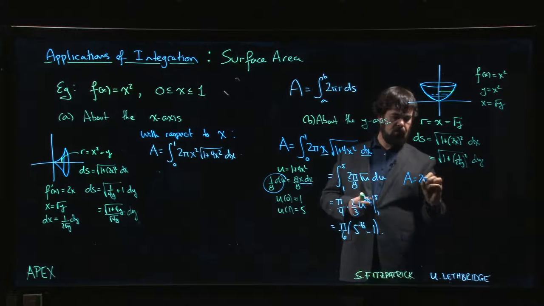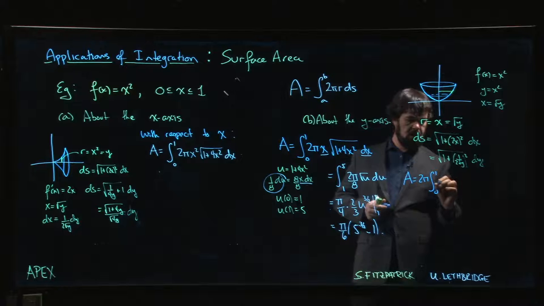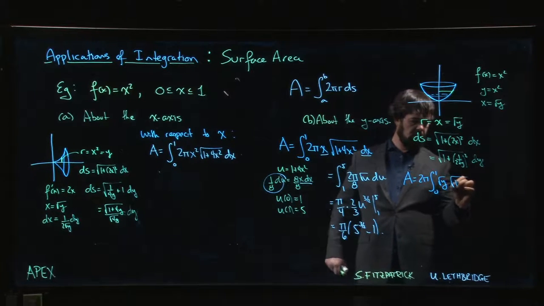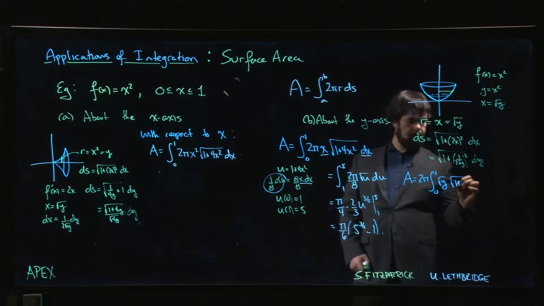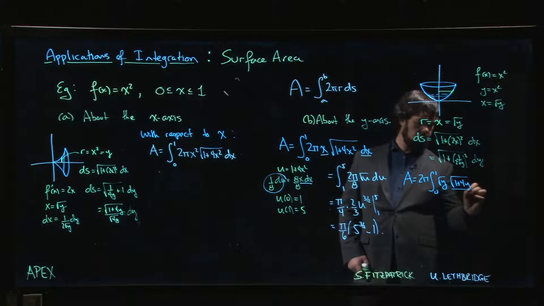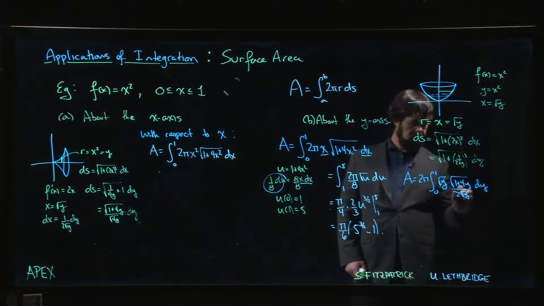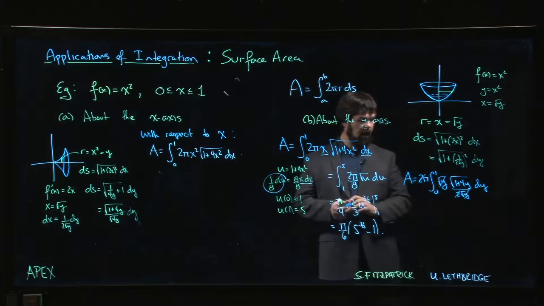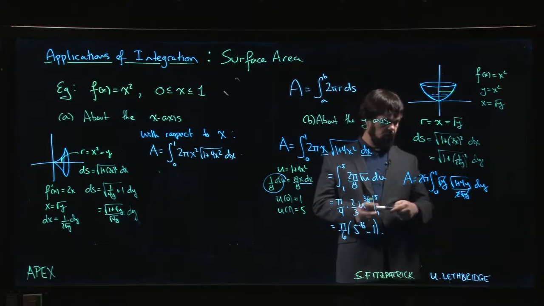It's going to look like this. 2 pi integral from 0 to 1. R now is going to be root y. Our ds is, we'll borrow it from over there, it's 1 plus 4y over 2 root y, okay, times dy. And cancel the y's, cancel the 2's, and that square root, that's one that you can probably almost do in your head.